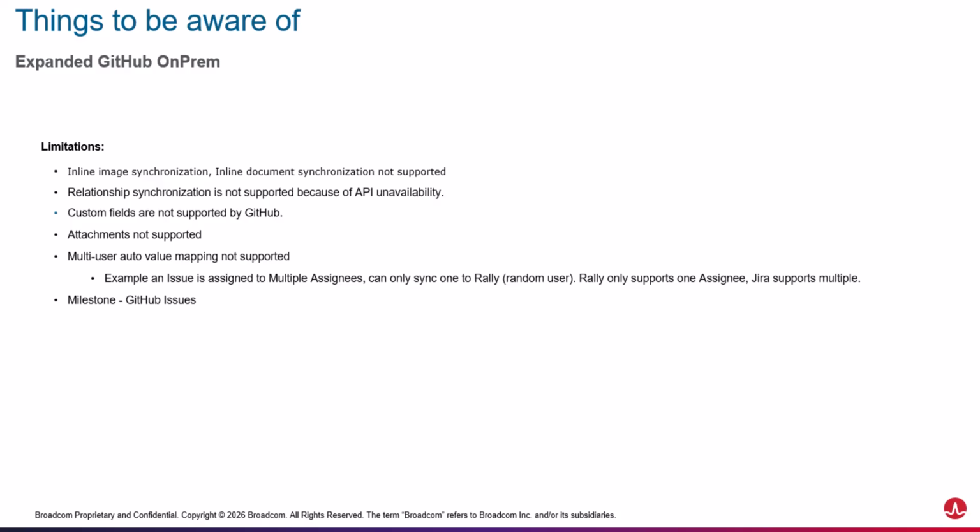Multiple users, this is one. For example, if there are multiple assignees on GitHub, you cannot bring the multiple users. It randomly picks one of the users and only that user gets into Rally. That's again an API limitation that we have. And milestone projects of GitHub are not added as of now. So this is all that I have on the GitHub.